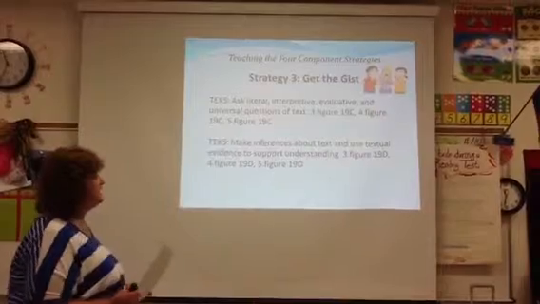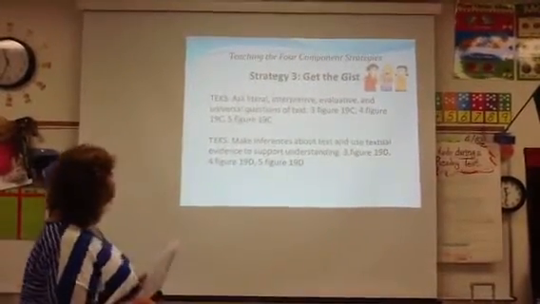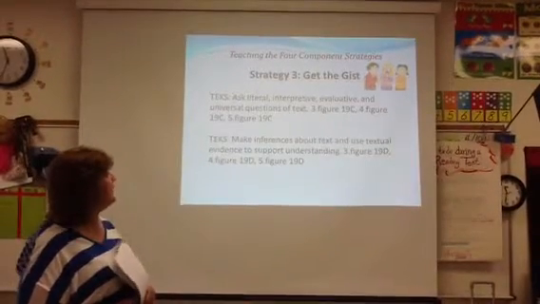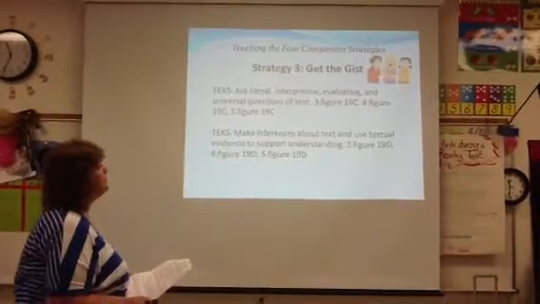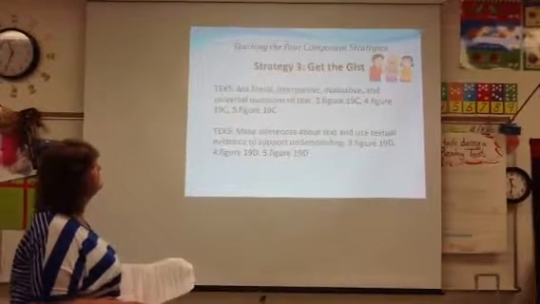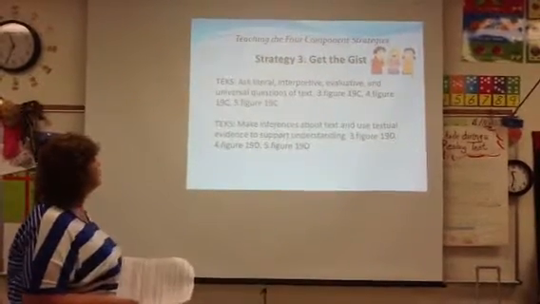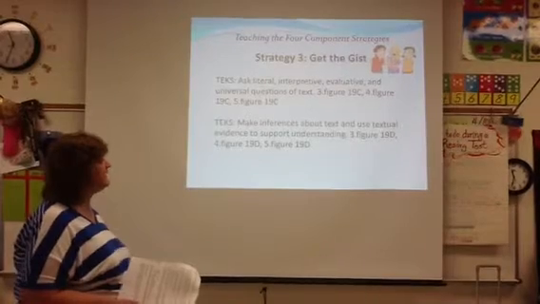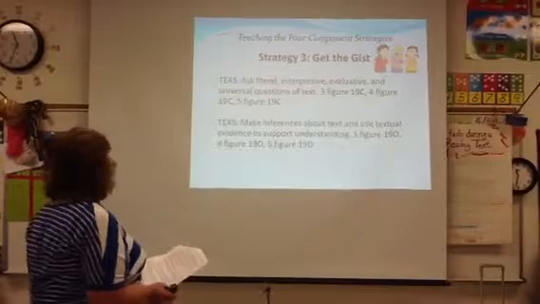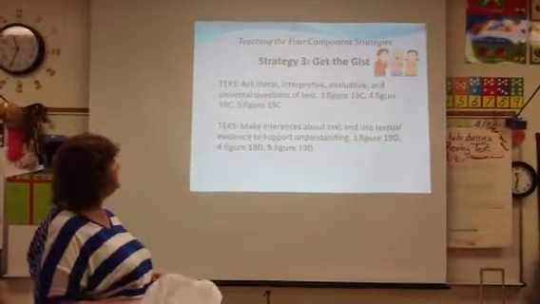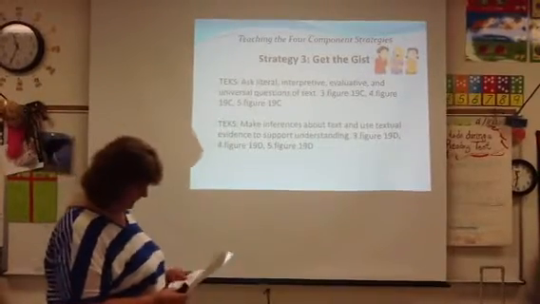Okay, get the gist. This is my favorite part of it. The TEKS, they ask literal, interpretive, evaluative, and universal questions of the text. This is 3-point figure 19C, 4-point figure 19C, 5-point figure 19C. Also, the other TEKS are to make inferences about text and use textual evidence to support understanding. 3-point figure 19D, 4-point figure 19D, and 5-point figure 19D. These things are straight across.